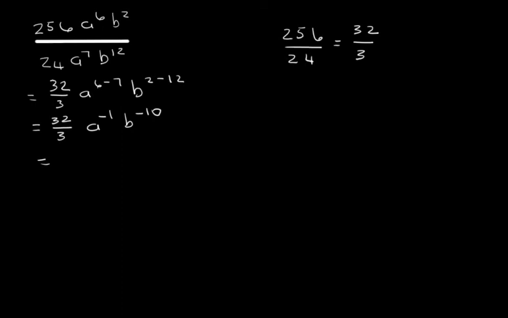But these exponents are negative, so where are they going to be written? Are they going to be written as a numerator or as a denominator? As a denominator, that's correct, because they are negative exponents and we want positive exponents. That gives us 32 over 3ab to the power 10.